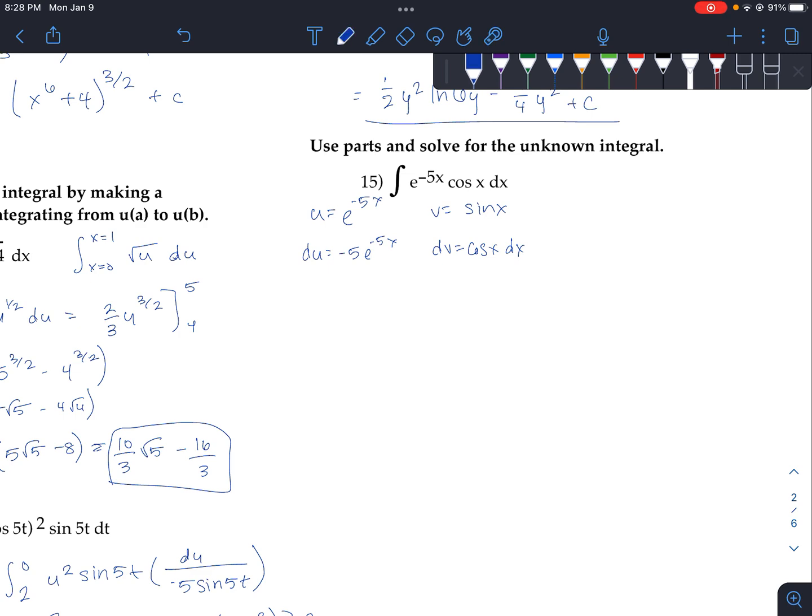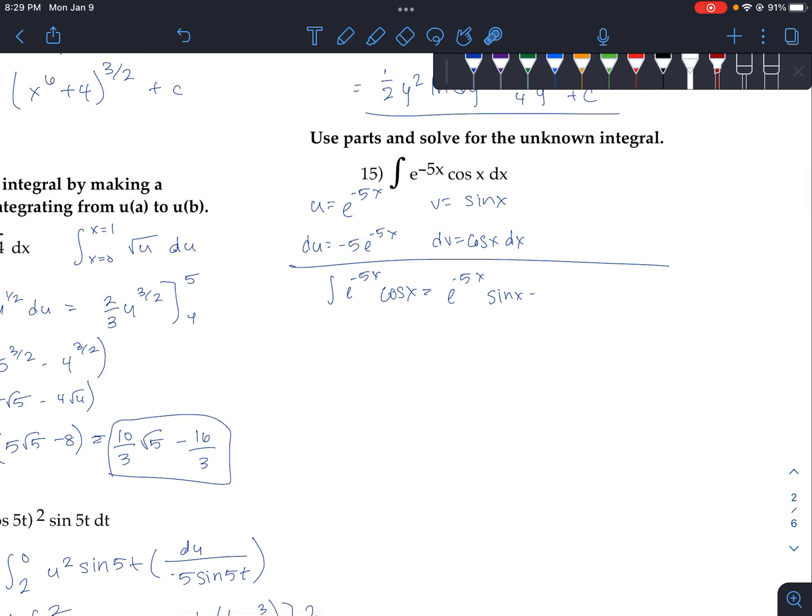Alright, so we have the integral of e to the negative 5x cosine x equal to u times v. So that would be e to the negative 5x sine x minus... when I multiply this and this together, that's going to make it positive, so we'll do plus 5 on the outside, integral, so multiplying those together, that's going to be e to the negative 5x sine of x dx. Oh, I forgot my dx right there.